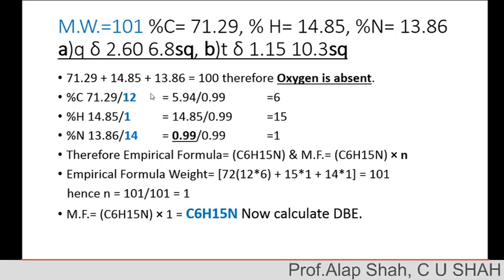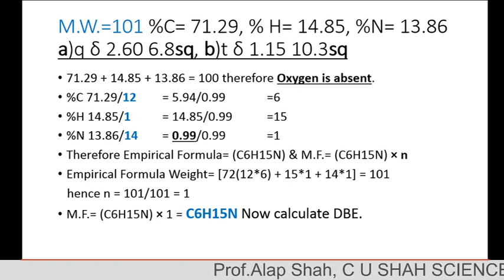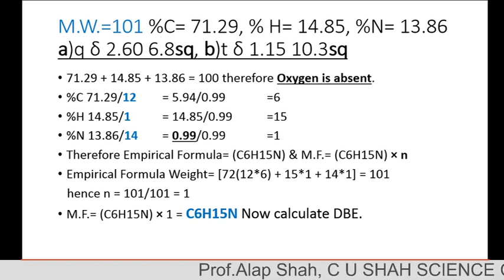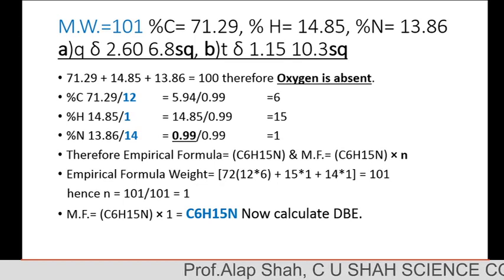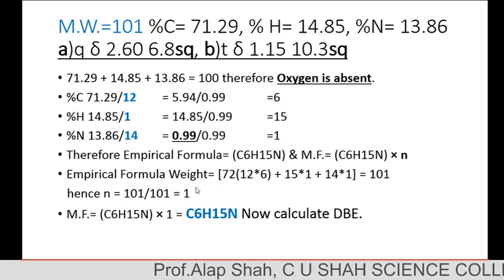So now friend, you can see that earlier we had only molecular weight, but simultaneously the percentage proportion of elements was also given, and by using that we now deduce the molecular formula. So now this problem will be easy.